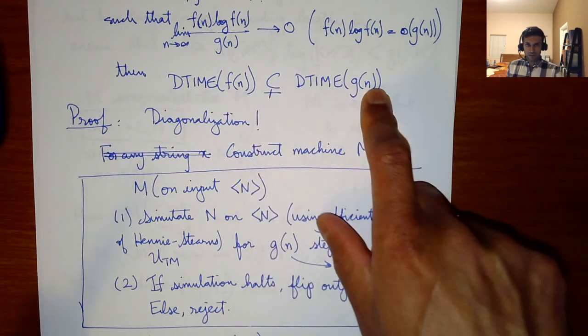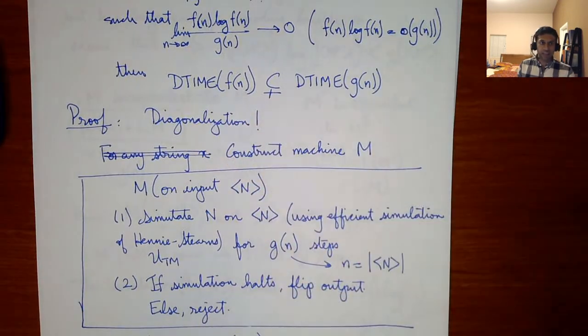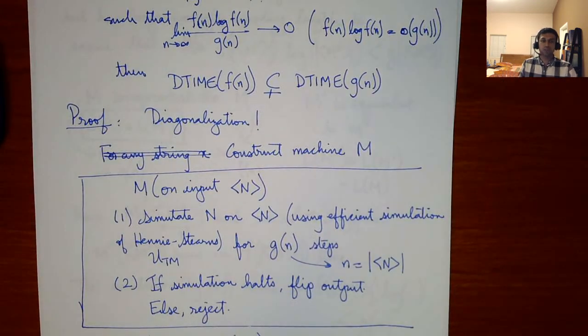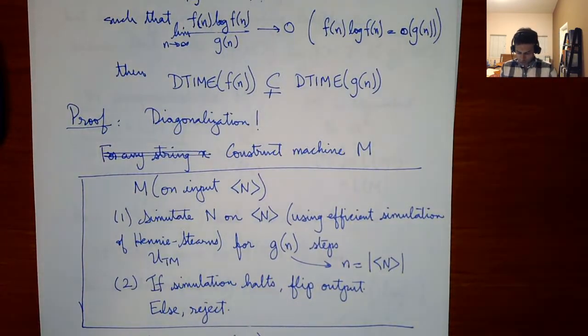So in g of n time, I could basically simulate any f of n machine and flip the output. This machine that I have constructed cannot run in f of n time because it would be flipping its own output. Or this machine cannot be decided by some other machine that runs in f of n time because it could flip its own output. Okay, so let's walk through this again.